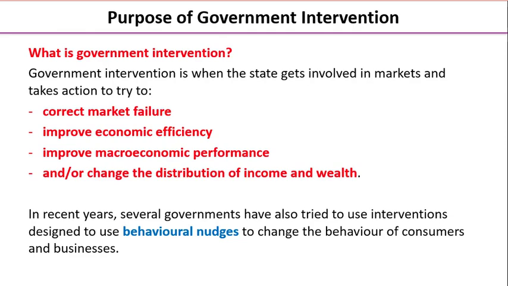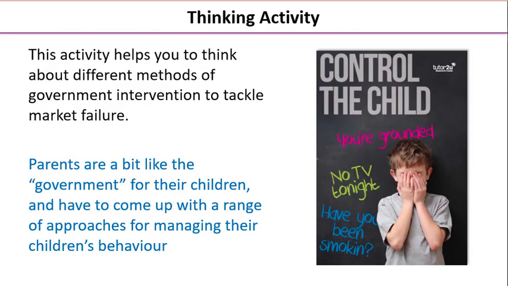It's worth bearing in mind that we increasingly look a little bit less at things like taxation and subsidies, maximum and minimum prices, some of those classic approaches, and start to think a little bit more about behavioural nudges to change the behaviour of consumers and businesses. But for the purpose of this lesson, we're focusing really on indirect tax, but we're going to start with a little bit of a thinking activity, looking at the different methods of government intervention that can be used to tackle market failure.